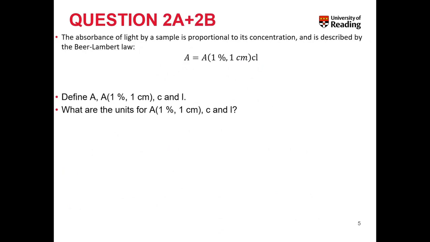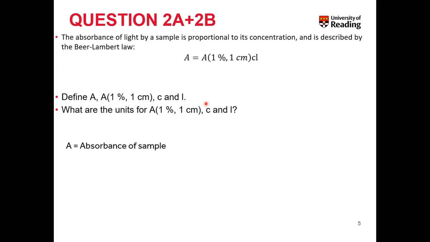So next we'll look at question 2A and 2B together. Now these questions ask you to define A, 1% 1cm, C and L from the Beer-Lambert law, and then give the units for 3 of these terms, so the A 1% 1cm, C and L. Now this was covered in the lecture material and requires you to know what each of these terms are and how they are defined and what their units are.